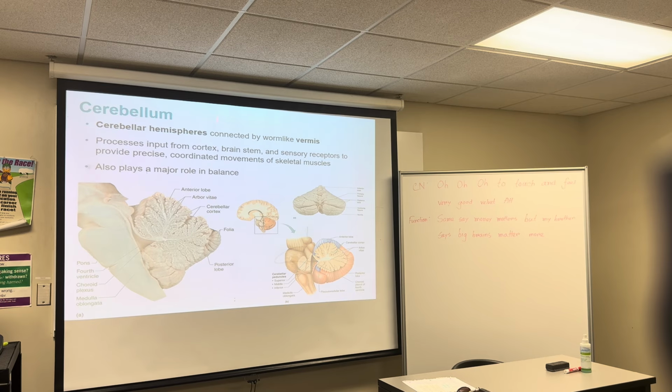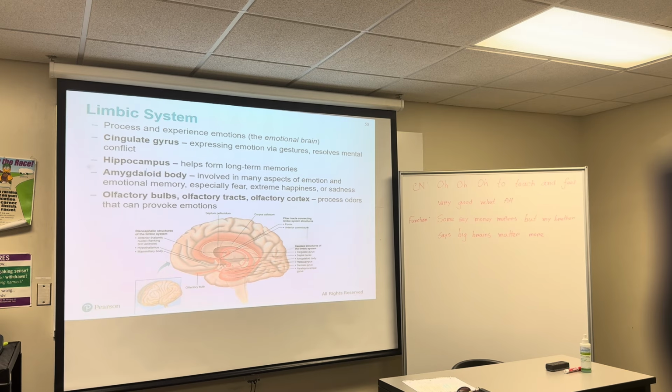And what about the cerebellum? Do you remember this tree-like structure? What do we call this tree-like structure when you do the dissection of the cerebellum? Arbor vitae, right? Arbor vitae. The cerebellar hemispheres are connected by the worm-like vermis and process input from the cortex, brainstem, and sensory receptors to provide precise, coordinated movement of the skeletal muscle. It also plays a major role in balance.